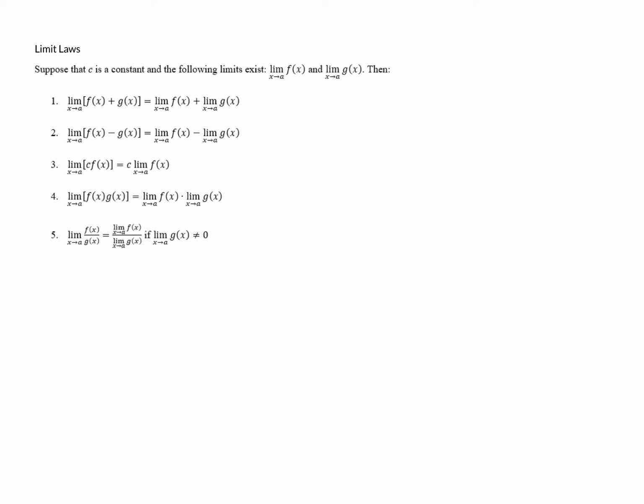The third one says that if we have the limit of a constant times a function, we can take that constant and pull it outside of the limit and just multiply the limit of the function by that constant. The fourth one says the limit of a product is equal to the product of the individual limits. And the last one says the limit of a quotient is equal to the quotient of the limits, so long as the limit in the denominator is not equal to 0, in which case it would likely be undefined.